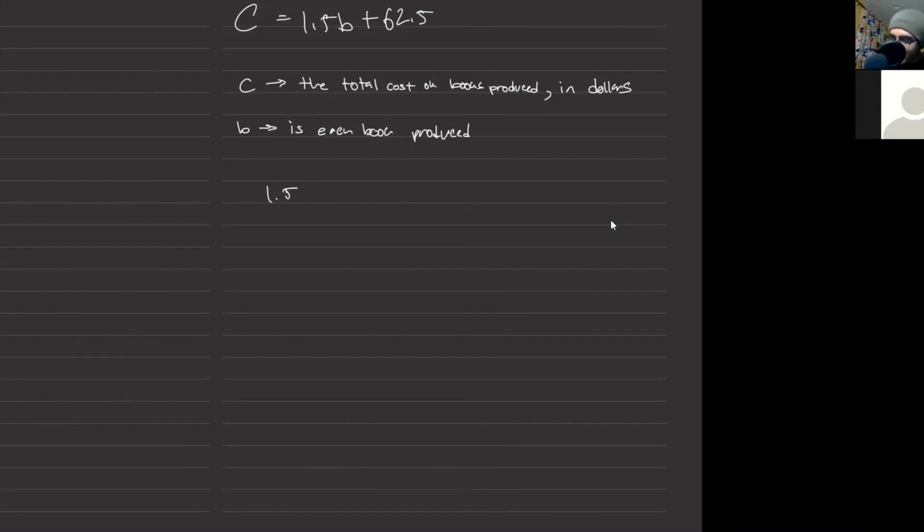So what I mean by that is that if I produce one book, it'll be 1.5 plus 62.5. So this is for one book. But if I produce two books, it would be 3 plus 62.5. And that's going to be for two books, right? And the difference here is going to be 1.5, right? Because I produce one more book in the second equation, right?